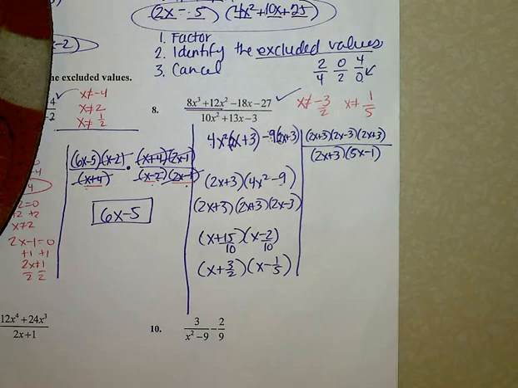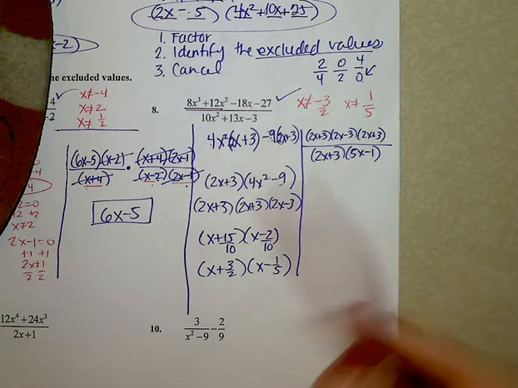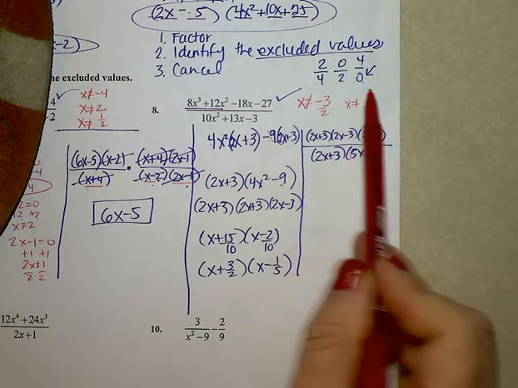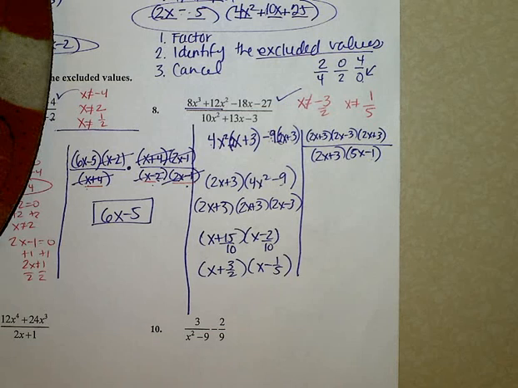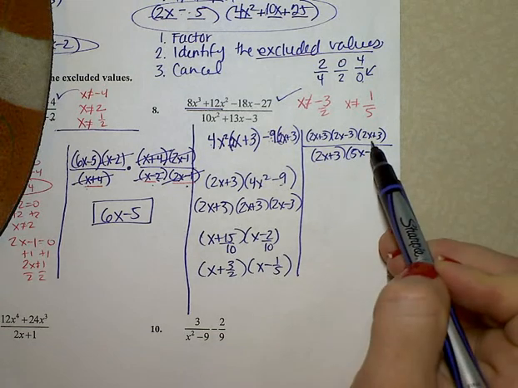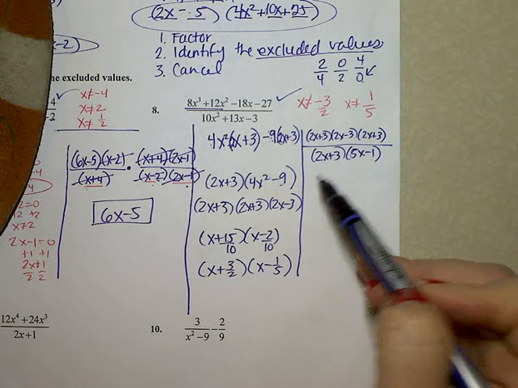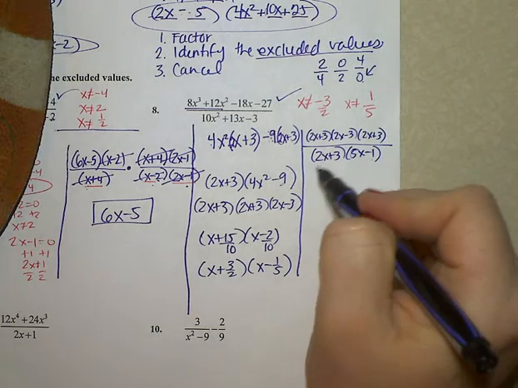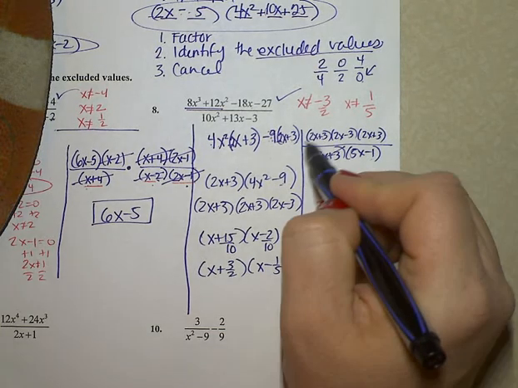So I've done step 1, factoring. I've done step 2, excluded values. Now I'm going to cancel. You can only cancel one thing on the bottom with one thing on top. And I say that because, do you see how there's two groups of 2x plus 3? And there's only one on the bottom? It's common for students to want to go, I'm going to cancel all of them. You can only cancel one on the bottom with one on top.